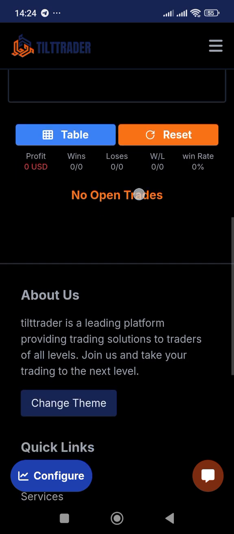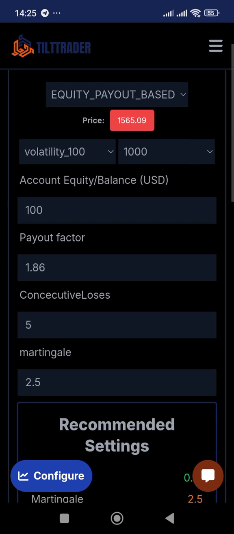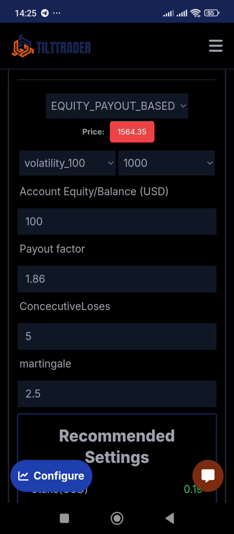When you are trying your strategy using Tilt Trader, you'll be able to see it here, and you'll know the worst part about your strategy, and you'll know what balance you will use. Because if you can go to some number of consecutive losses, and I have this amount, I'll be able to recover.